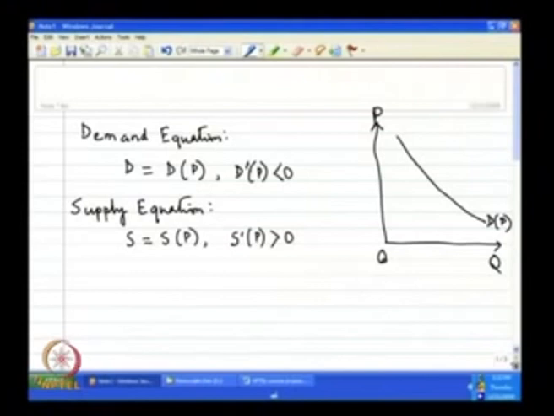Now, just as we have represented D, we can represent S, and it will be an upward rising function like I have drawn in the diagram. So this is the model. This is the model of a market.